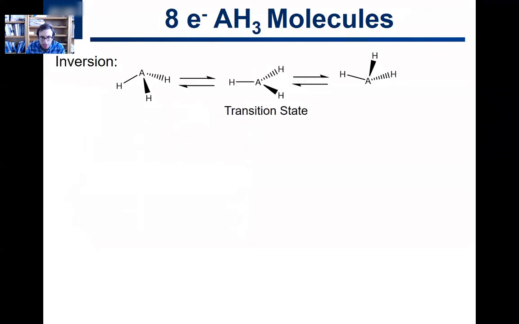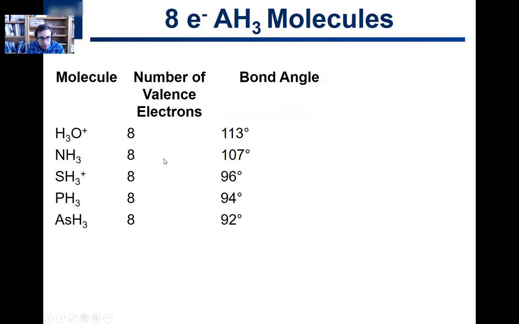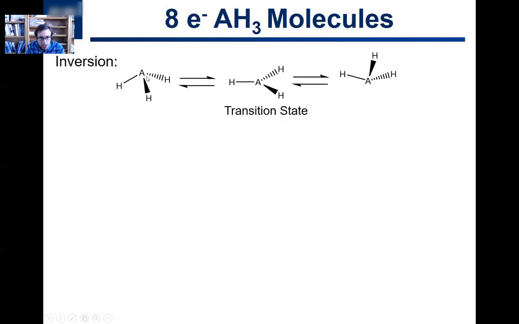The other thing to say is there's an interesting property of trigonal pyramidal molecules, which is that they can undergo inversion, okay? And they're going to undergo inversion by going through a transition state that is a planar molecule. So we know that all these 8 electron molecules are most stable as trigonal pyramidal, but if they want to undergo inversion, they're going to have to go through this planar transition state.